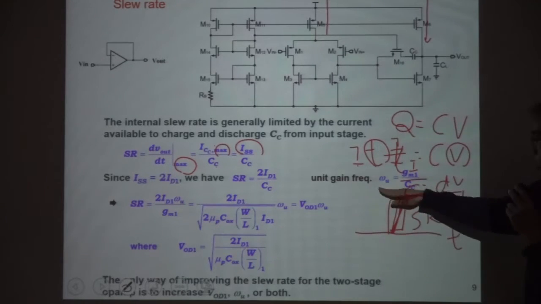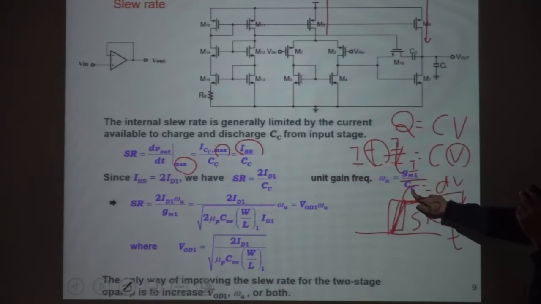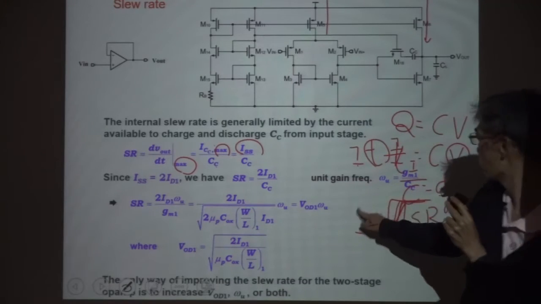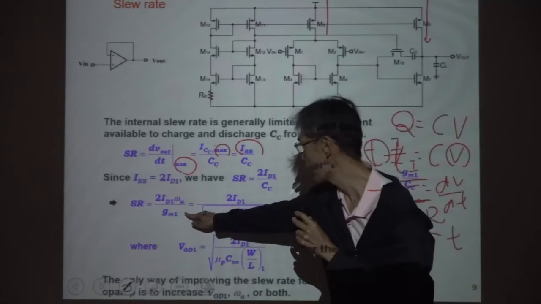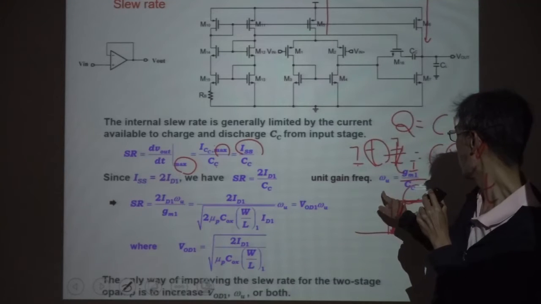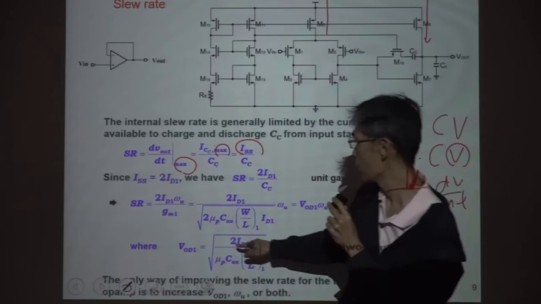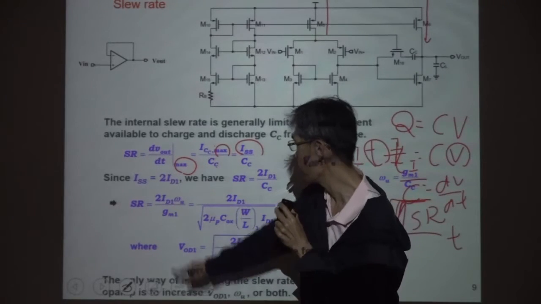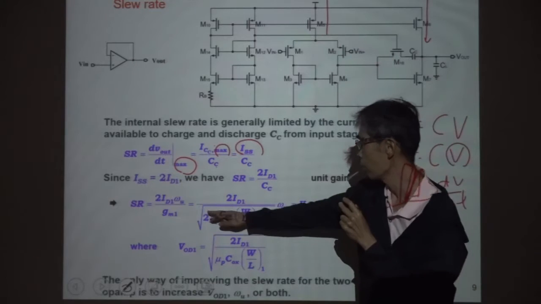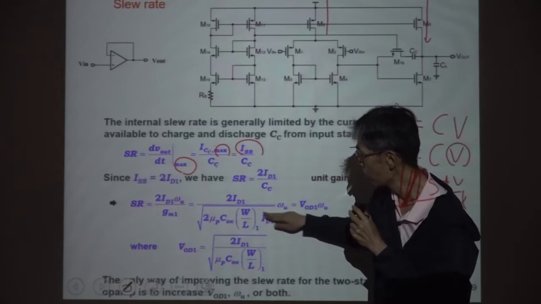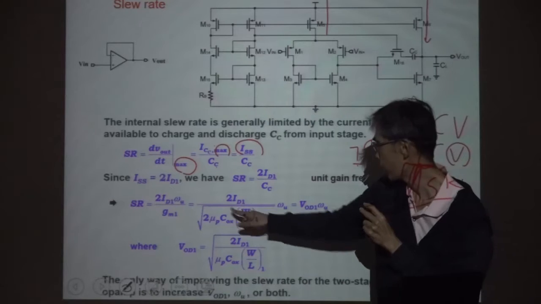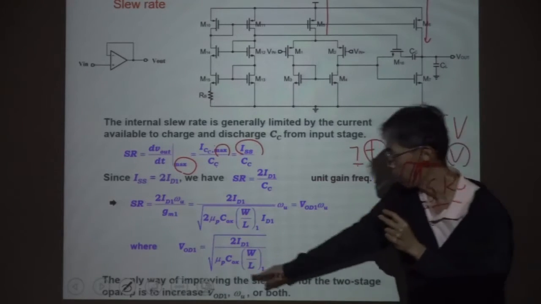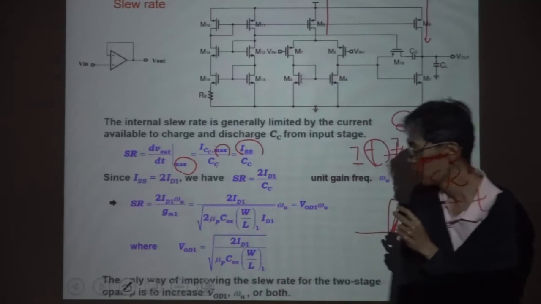And also we have this equation, the unit gain frequency. So we can plug in the CC value equal to GM1 divided by omega U. You can get this equation and plug in the GM1 equation, ID1 omega U. So this is the final result, because overdrive 1 equals this one.